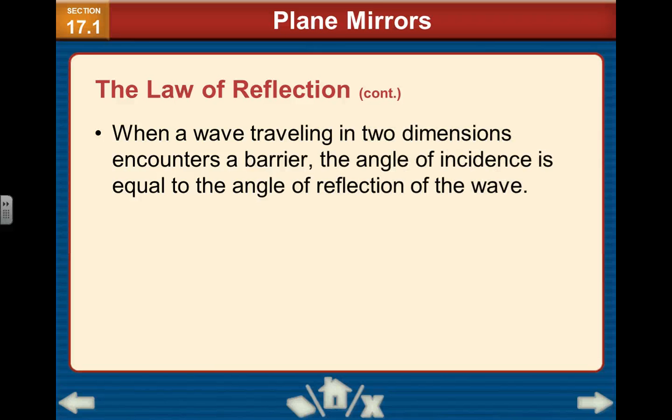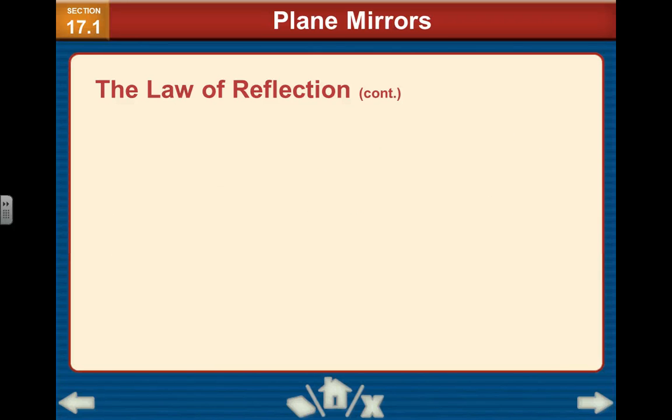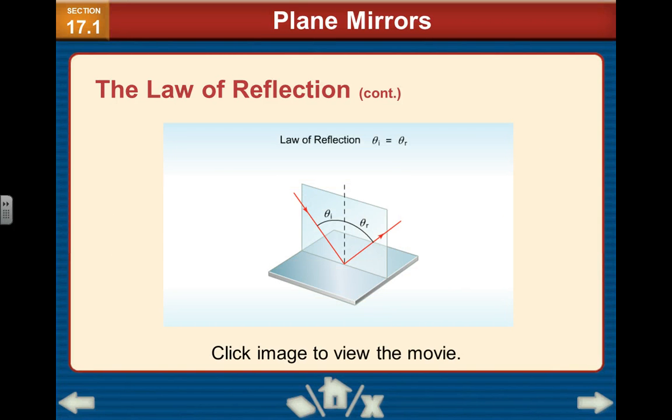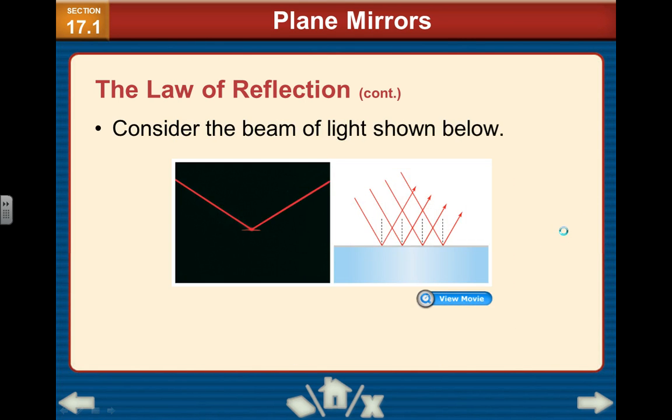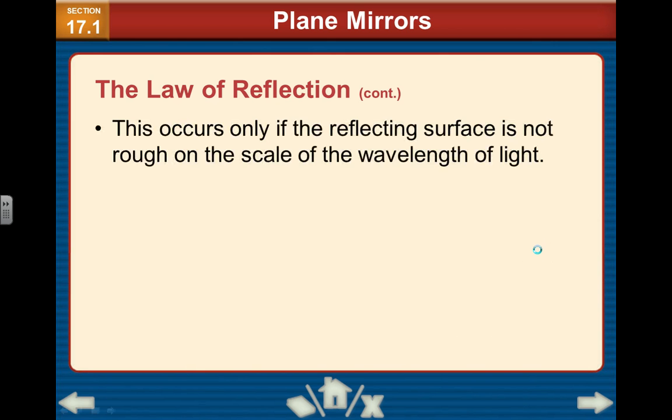a light wave travels in 2 dimensions, encounters a barrier. The angle of incidence is equal to the angle of reflection, which gives us our law of reflection, which basically just says that angle theta of the incident is going to be equal to angle theta of the reflection. And so you can see here that as the incident angle changes, the angle of reflection changes. If we have a bunch of lights coming in parallel, then you're going to see it all coming off at a parallel angle.